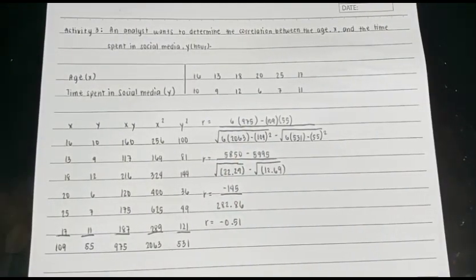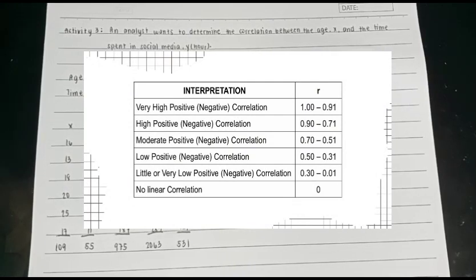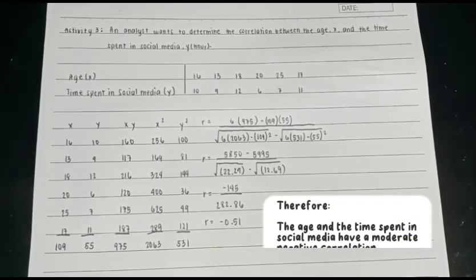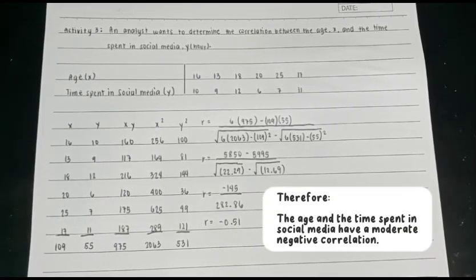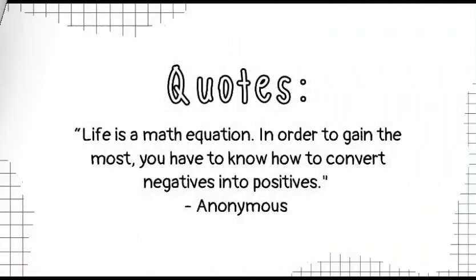And ayan, nakuha na natin ang final answer. And kung titignan natin sa interpretation of correlation, ang negative 0.51 is moderate negative correlation. Therefore, the age and the time spent in social media have a moderate negative correlation.